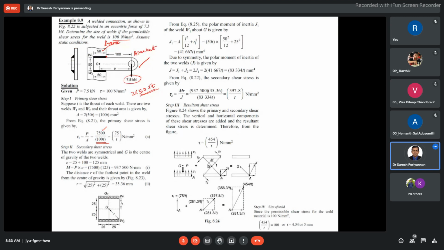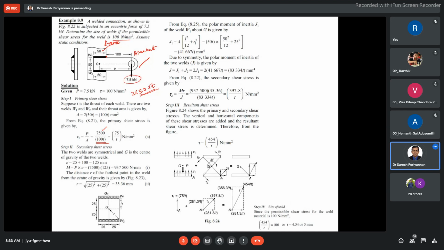Now, the load is acting at 100 mm distance from the point on the bracket frame. But here, what is the center of gravity? We have to find it out, because two welds are present. Only then are we able to find the correct eccentric distance.